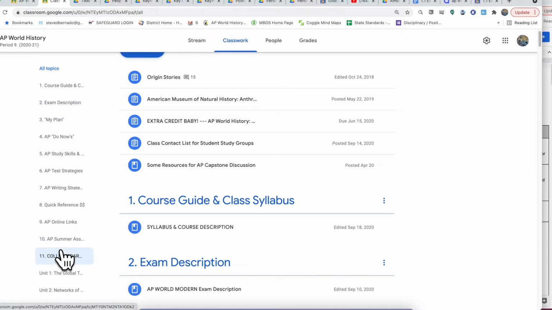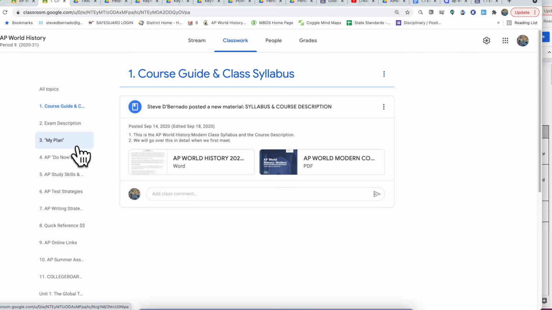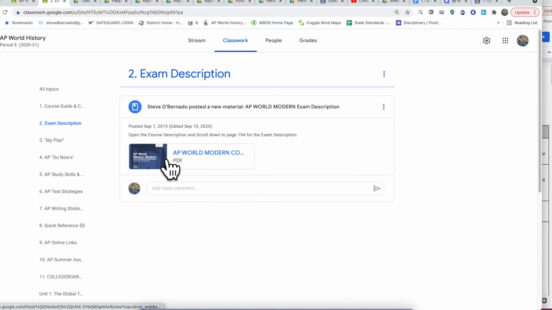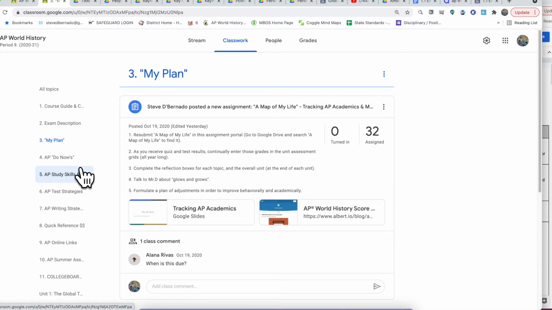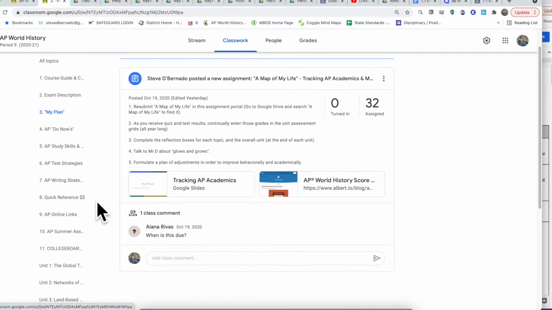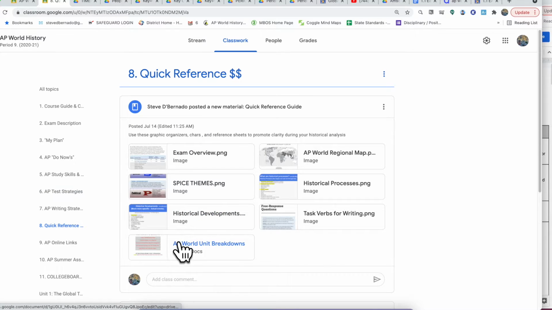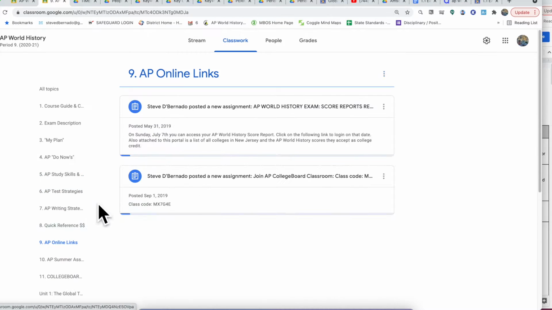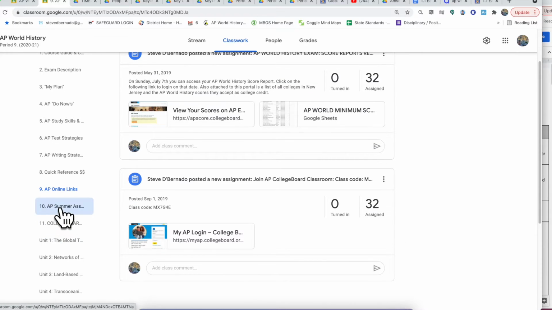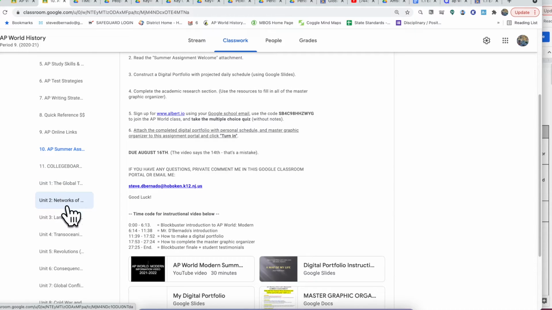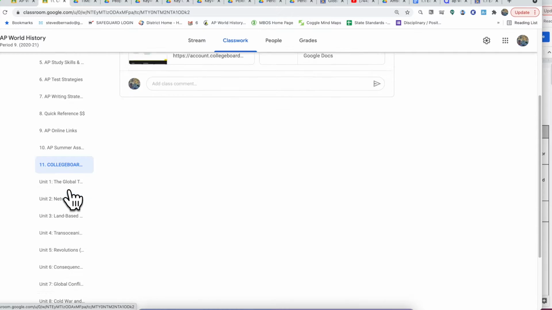So, numbers 1 through 11 are all resources. They're not homework resources. They are skills resources. So topic 1, you have your course guide. Topic 2, you have the exam description at the end of the year. Topic 3, you're going to use for your own plan of reflections on scores and how to change behavior. Study skills, test strategies, writing skills, quick reference chart is essential for you to have these documents. Some AP online links. Your summer assignment was number 10, right? Number 11 is the College Board link, and here we go.